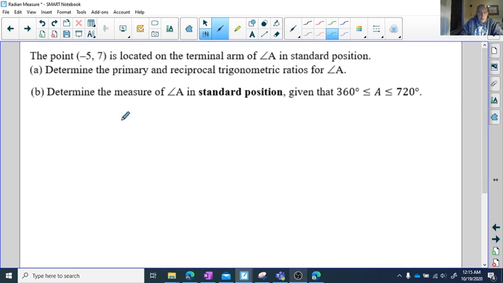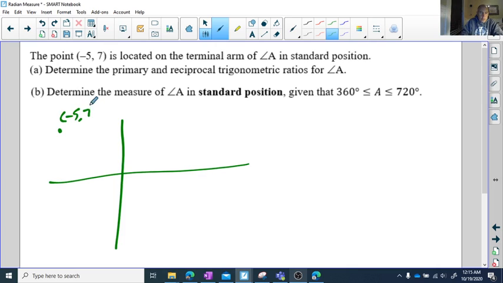So this would be another one. You've got a point, negative 5, 7, and you don't have to measure it off, just get it in the right quadrant. So negative 5 and 7. Make a terminal arm that goes out through that point. Turn it into a reference triangle. X is negative 5. Y is positive 7. You need to calculate the R value.